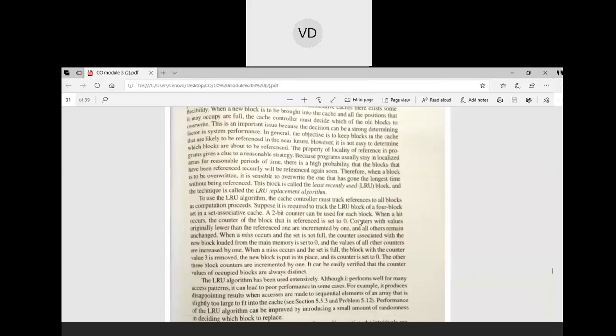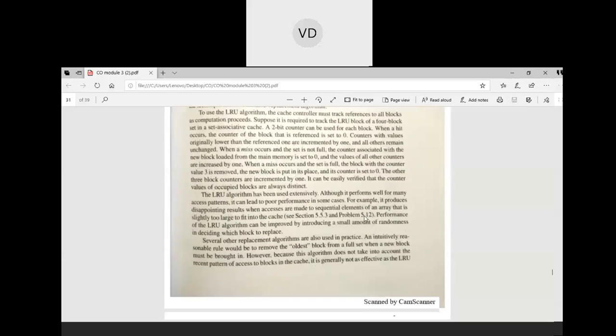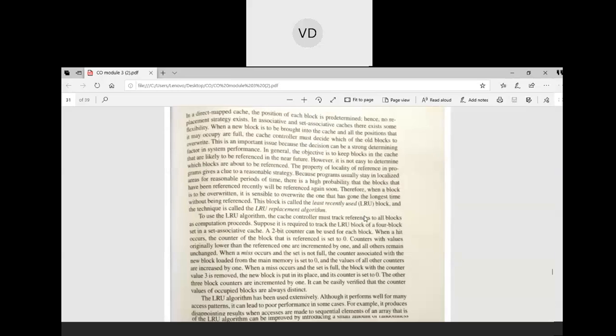Have you understood? See here what they are saying.